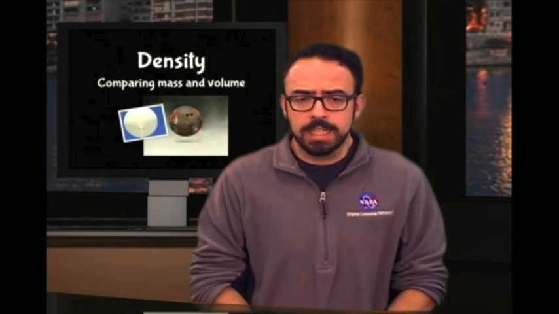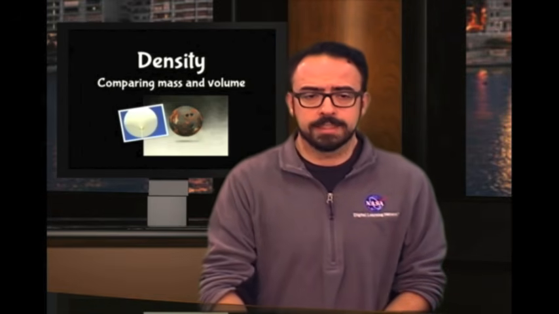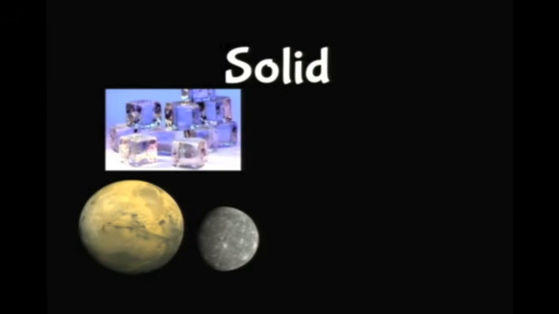All right, so keep those things in mind as we move forward and talk about these different states of matter. So the first one we're going to talk about is a solid. And to be considered a solid, an object needs to have two properties.